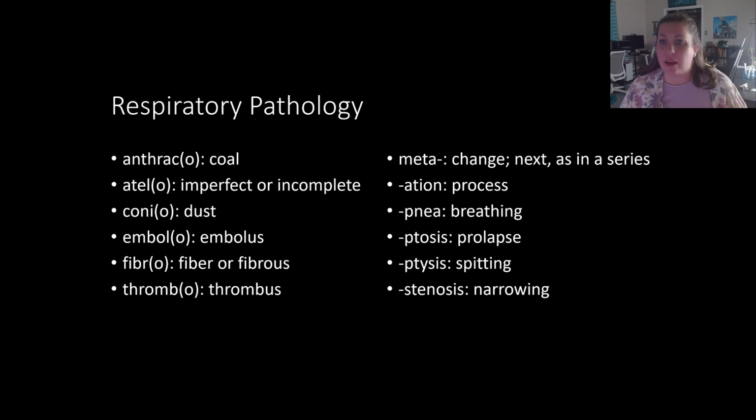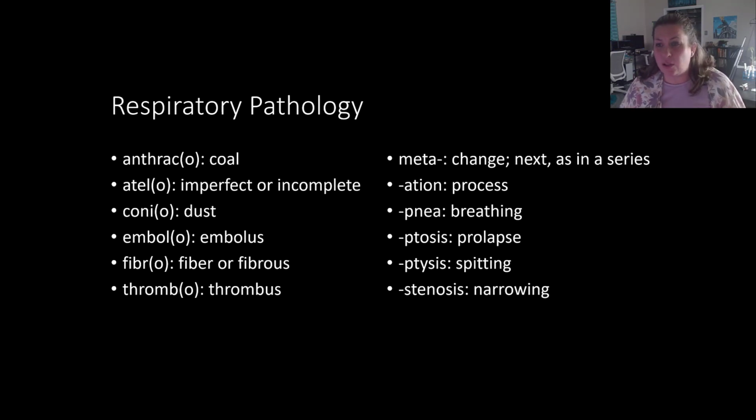So anthrac- is talking about coal here. This is used a lot of times with anthracosis, which is a respiratory disease caused by prolonged exposure to coal dust. So people who work in coal mines might develop something like this. Atel- means imperfect or incomplete, and this is used for atelectasis, which is an incomplete expansion of the lung or part of the lung.